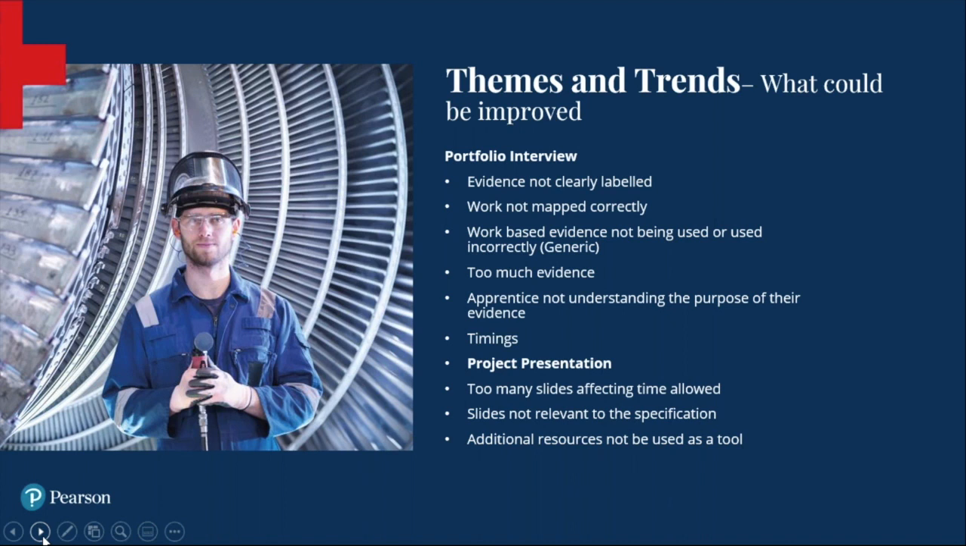Apprentices not understanding the purpose of the evidence. This sometimes occurs where the apprentice is not sure how that evidence can be used and what it can be used against, which is when it can be very useful to practice a form of interview with the apprentice, asking them questions about how they communicate and how they use IT, linked to that specification, and then being able to find that evidence and show that to you.